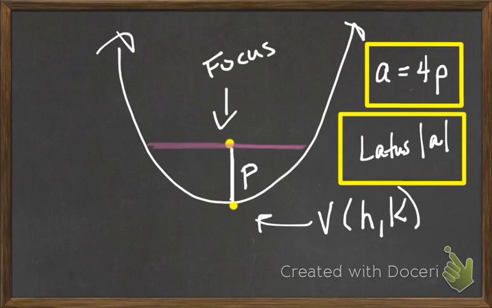All right, where's the focus always located? Inside the parabola. A parabola does not have a center, it has a vertex. What tells us how wide the parabola is going to be? The latus rectum. How do we find the latus rectum? Absolute value of A. How do we find the distance between the vertex and the focus?